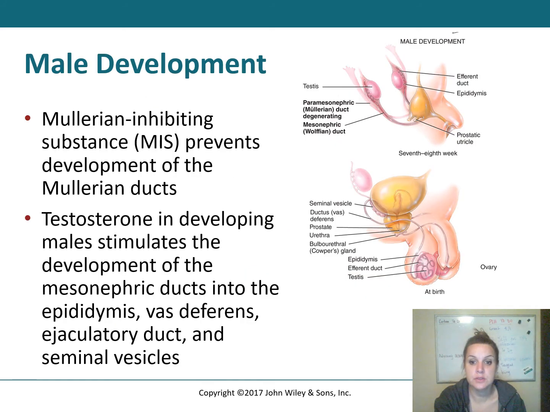So in males, you have an X and a Y chromosome, and some genes on the Y chromosome stimulate the production of this hormone called Mullerian inhibiting hormone. And that prevents the development of the Mullerian ducts. So instead, the mesonephric ducts, also called the Wolffian ducts, start to develop because testosterone from Leydig cells stimulates their development into the epididymis, the vas deferens, the ejaculatory duct, and seminal vesicles.